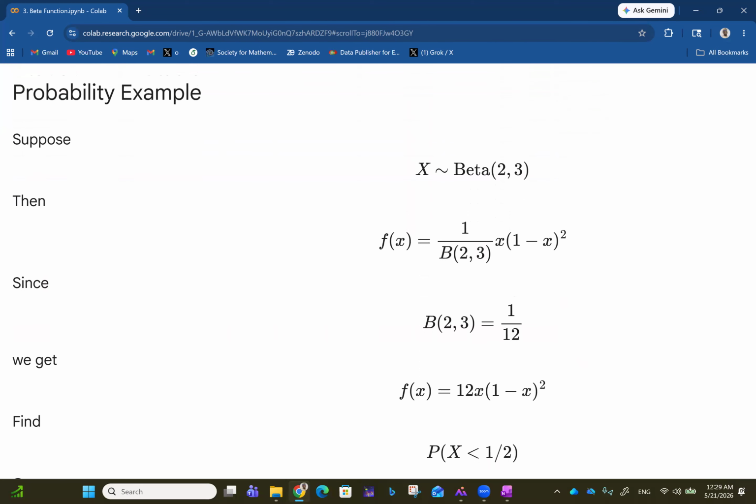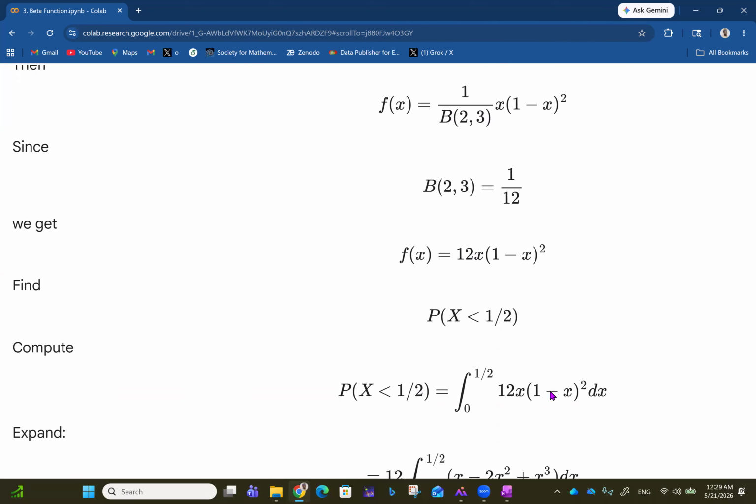For the probability example, suppose x is beta distributed with parameters 2, 3. Then we have f of x equals 1 over beta 2, 3 times x times 1 minus x all squared. Since we already know beta 2, 3, we can easily find this. That's 1 over 12. Oh yeah, because this is 1 over beta 2, 3, that's 1 over 1 over 12, which is 12. So f of x is 12x times 1 minus x squared.